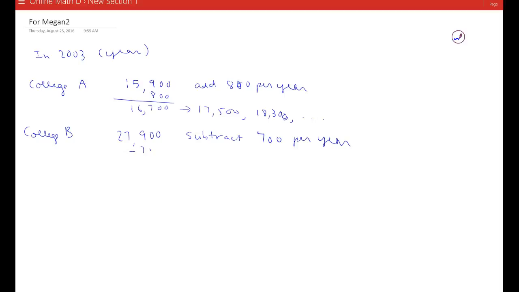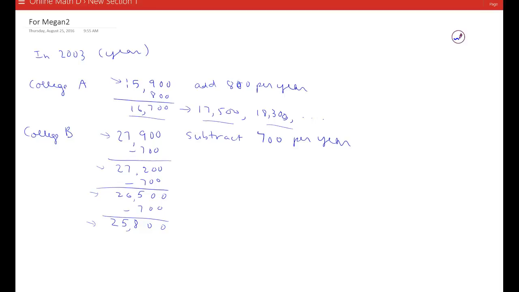Then college B, we're taking away 700 each year, so I get 27,200. Then subtract 700, and I get 26,500. Then I subtract 700, I get 25,800. So do you see that the numbers are getting closer together? So I start with 15,000, 16,000, 17,000, 18,000. Then this one I started with 27,000, 27,000, 26,000, 25,000, 24,000. So you see how they're getting closer together.